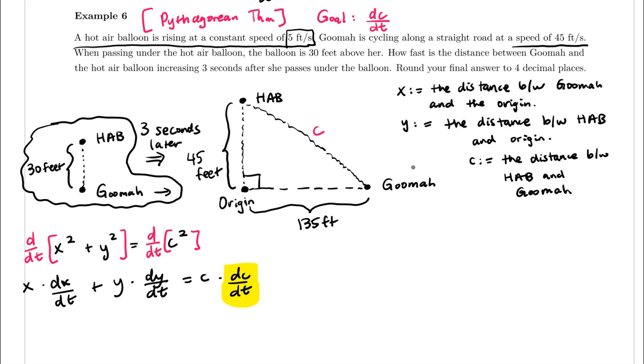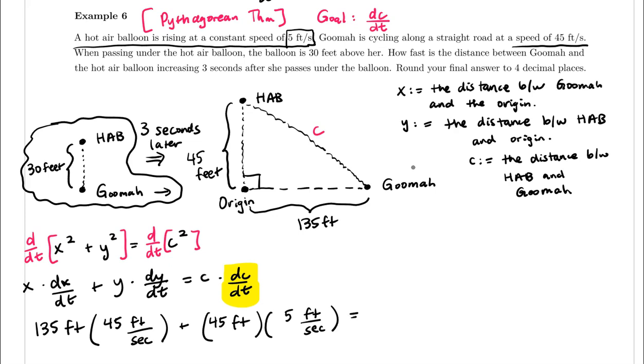All right, so we said x was 135 feet, and dx dt would represent the speed at which Guma is traveling, which is 45 feet per second. And then y, we just said was 45 feet. And the rate at which the balloon is rising is 5 feet per second.